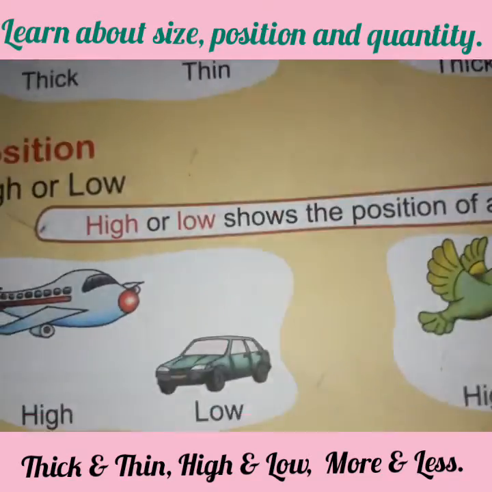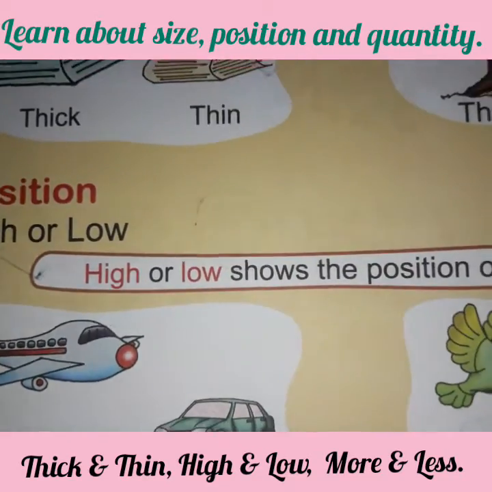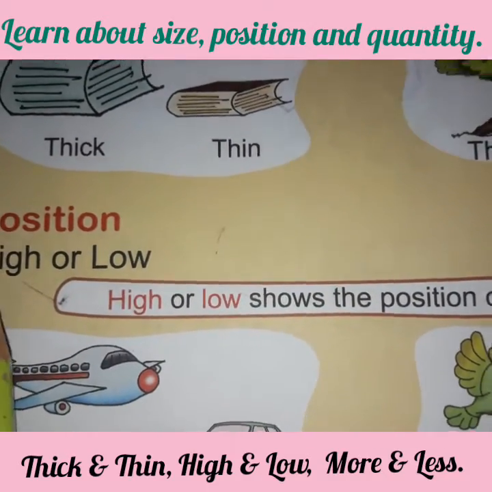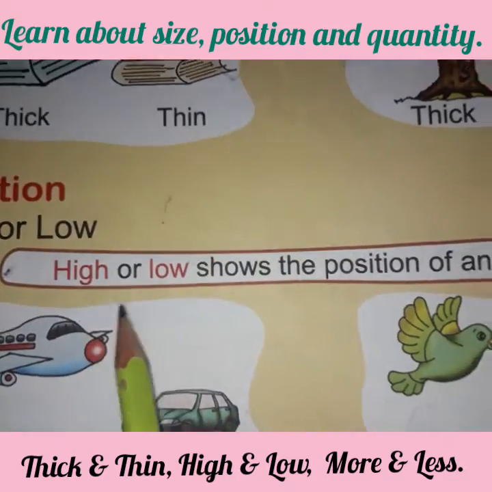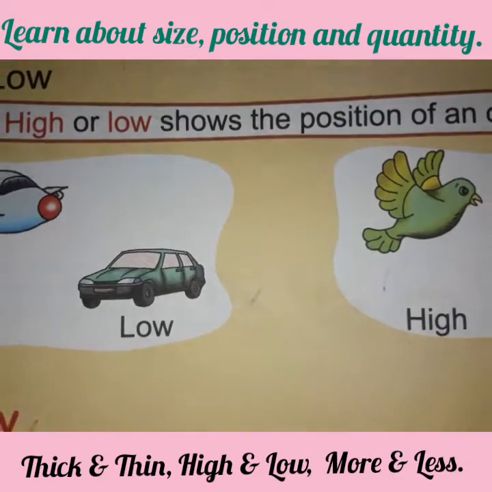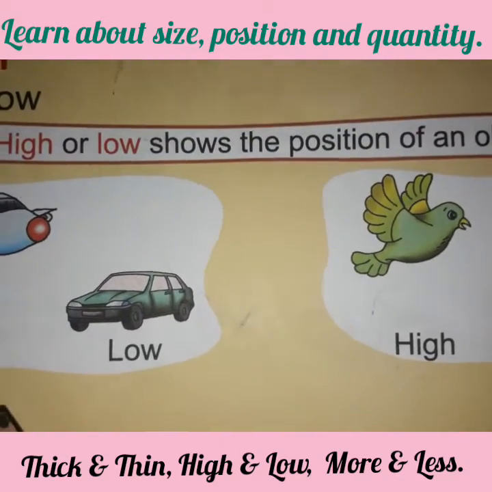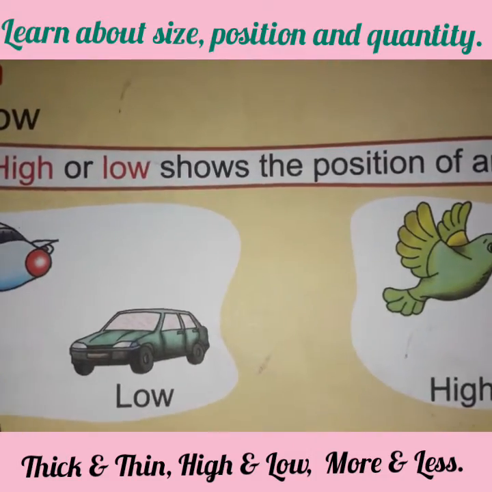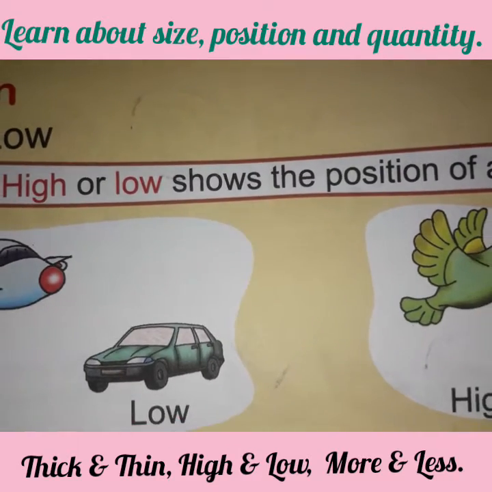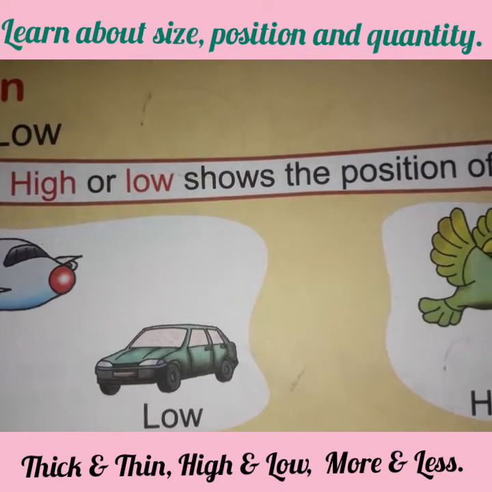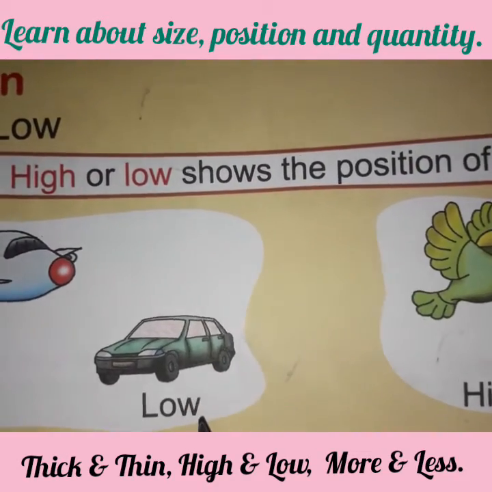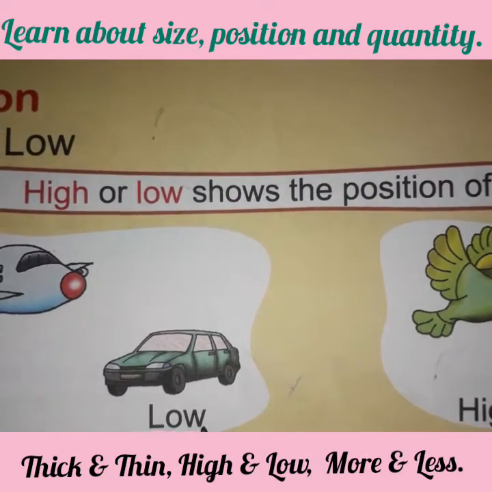Okay? Now, the second thing you will learn about is positions. Children, we measure position in terms of high or low. High or low shows the position of an object. We use the words higher and lower for the comparison. Okay? Children, you can see there is an aeroplane and a car in this inset or in this box. So you can say that an aeroplane flies higher than this car because the car runs on the road. It cannot fly, and an aeroplane flies higher.